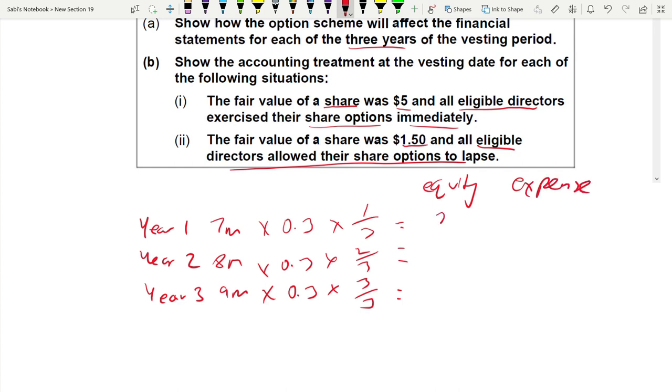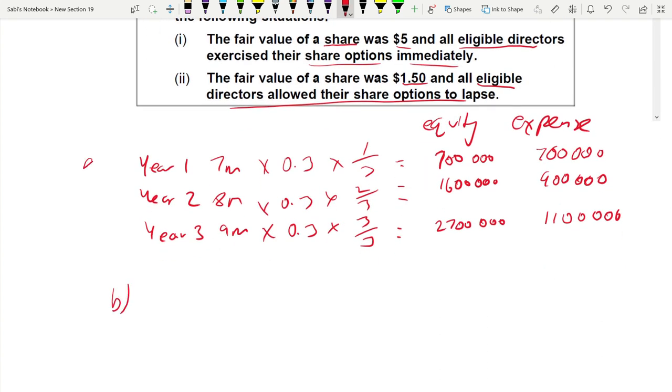Equity you normally write 700, 1000, 1,600,000, 2 million, 2.7 million. Here expense will be 700,000. Okay, 1.6 minus 700 will be 900,000. And from 1.6 to 2.7, 1.1 million. Okay. Next. Part B. This is part A.